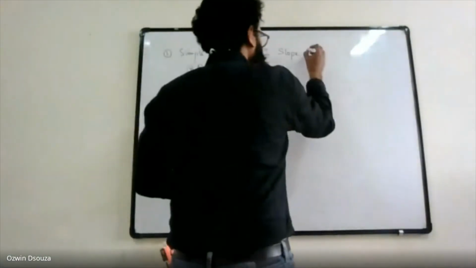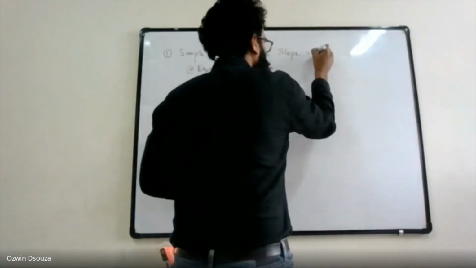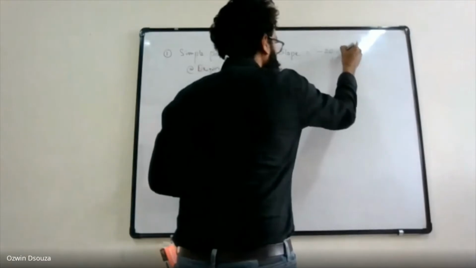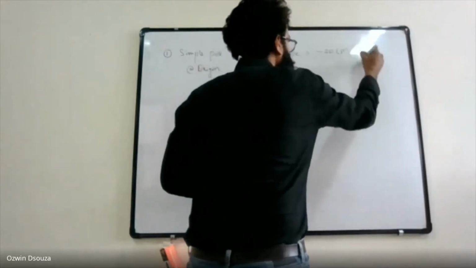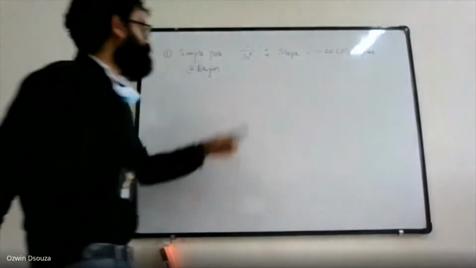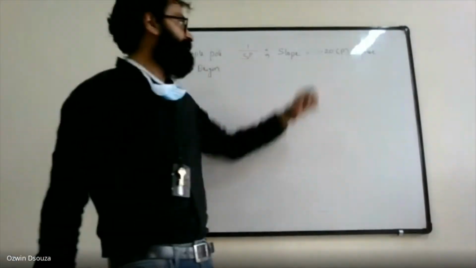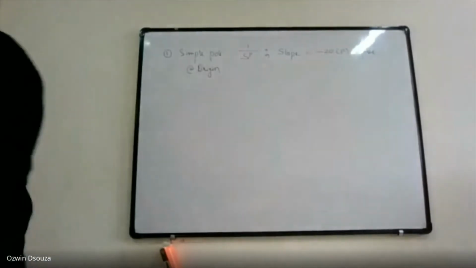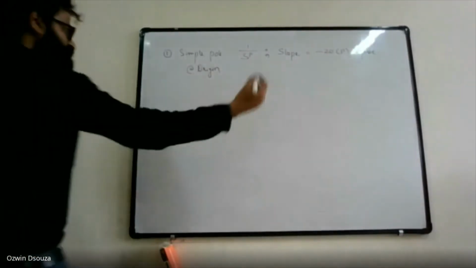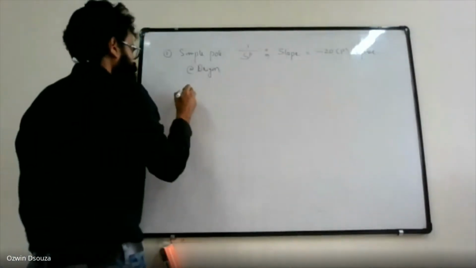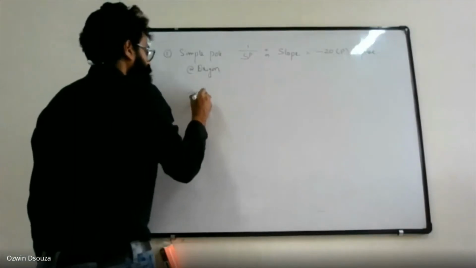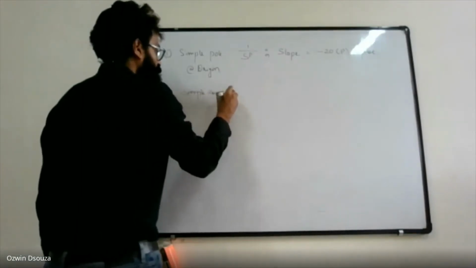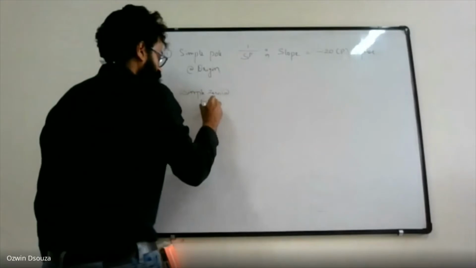So the slope is found to be minus 20 into p decibel per decade. So if power is 1, slope is minus 20. If power is 2, slope is minus 20 into 2. All right.